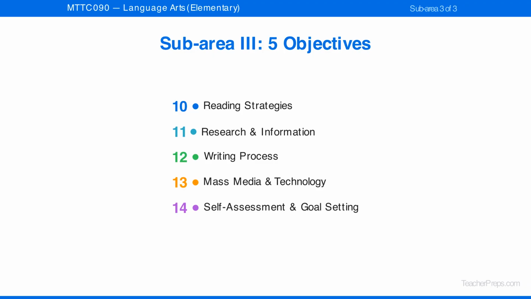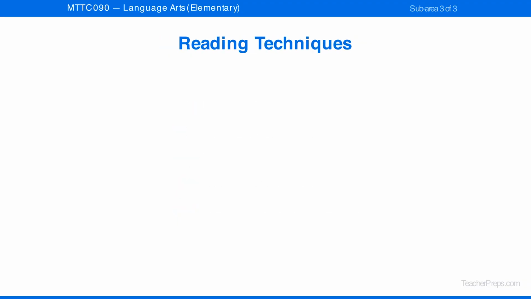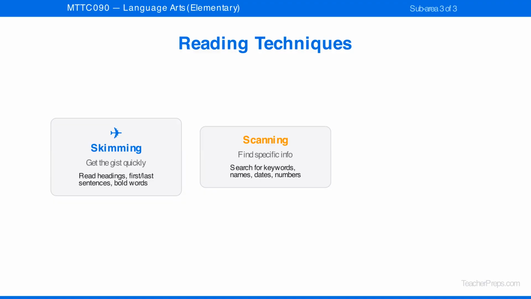Let's start with Objective 10. Objective 10 is about strategies for determining word meaning and reading comprehension. Let's start with 3 essential reading techniques: skimming, scanning, and varying reading rate. Skimming means quickly moving your eyes over an entire text to get the gist. You're not reading every word. You're picking up the main idea and overall structure.